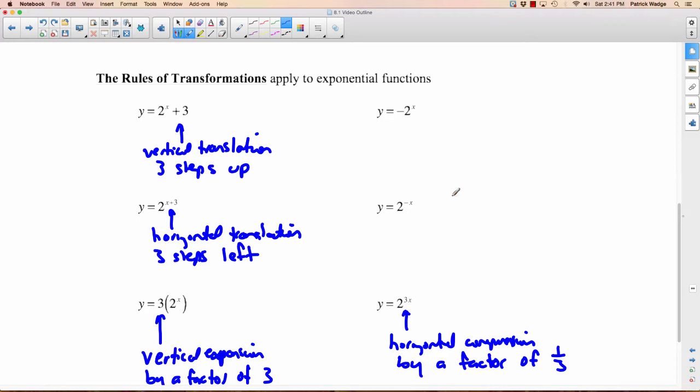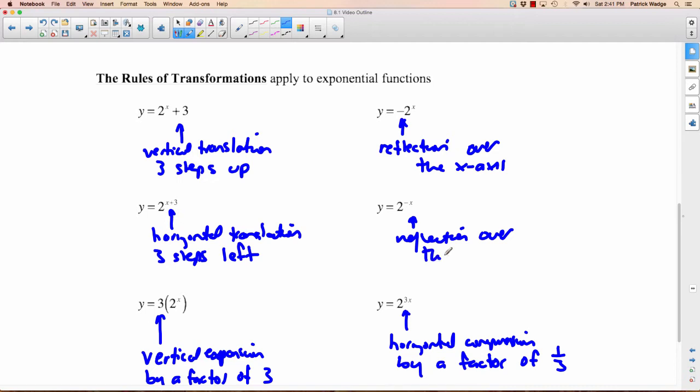Okay, then you've got some negatives. One's in the function, one's outside of the function. You know that negatives cause reflections. This reflection is outside the function, so it's going to be a reflection over the x-axis. This one's in the function, so it's going to be a reflection over the y-axis.